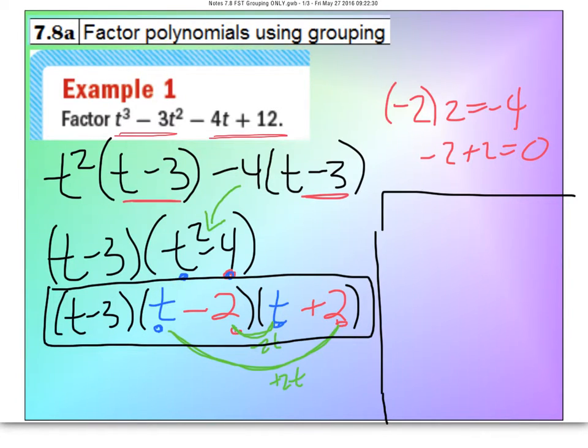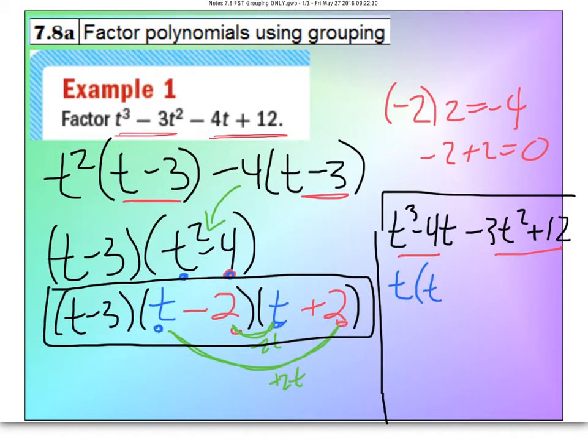Now I do want to show you that you could have grouped this differently if you wanted to. I could actually have grouped the first term and the third, and the second and the fourth. So let me rewrite it. I rewrite it as t cubed minus 4t, and then it's minus 3t squared plus 12. If you group it this way, it'll still work. What I'm going to do is, from these two terms, I can pull out a t. So if I pull out the t value, I'll be left with t squared minus 4.